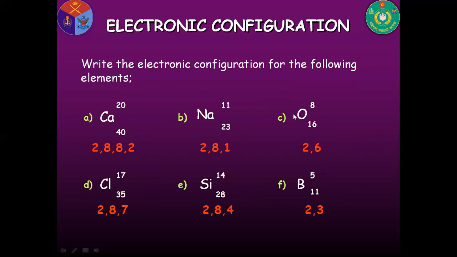Here the electronic configuration of calcium is 2, 8, 8, 2; in the case of sodium 2, 8, 1; in the case of oxygen 2, 6; in the case of chlorine 2, 8, 7; in the case of silicon 2, 8, 4; in the case of boron 2, 3. This is the electronic configuration of the 6 elements which are given here, by considering different energy levels according to the Niels Bohr atomic model.